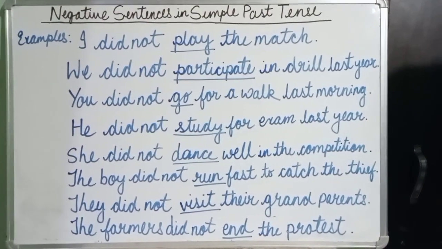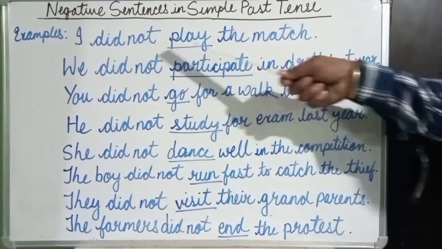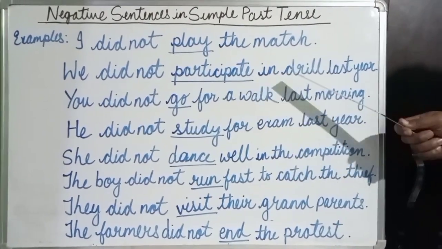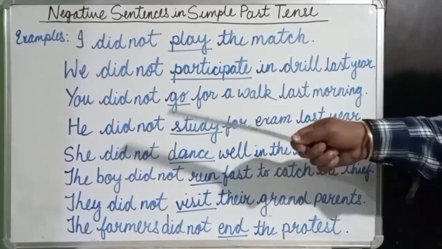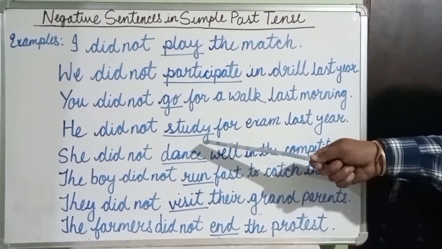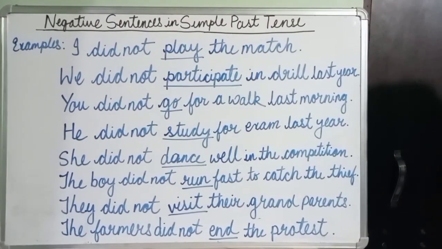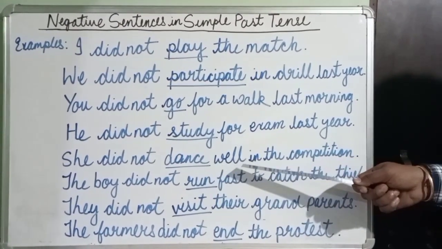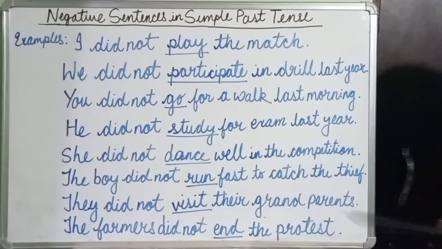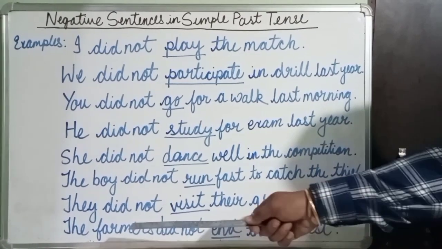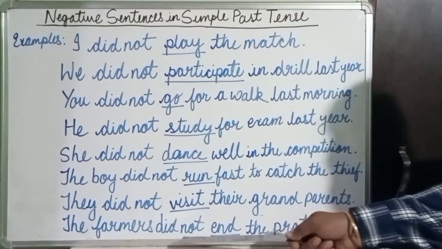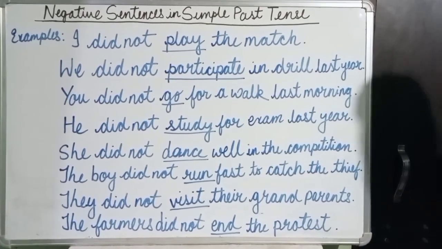Now let us see some examples. I did not play the match. We did not participate in drill last year. We did not go for a walk last morning. He did not study for exam last year. She did not dance well in the competition. The boy did not run fast to catch the thief. They did not visit their grandparents. The farmers did not end the protest.